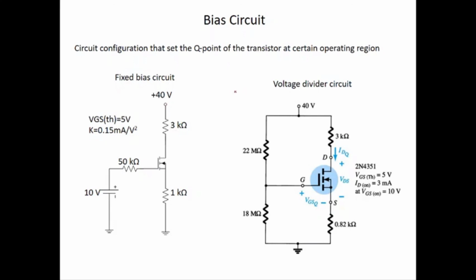Another common bias circuit for the MOSFET is the voltage divider circuit. This is also similar to the BJT chapter. The advantage of the voltage divider circuit is we only require a single DC source. So we only use the 40 volt DC source.